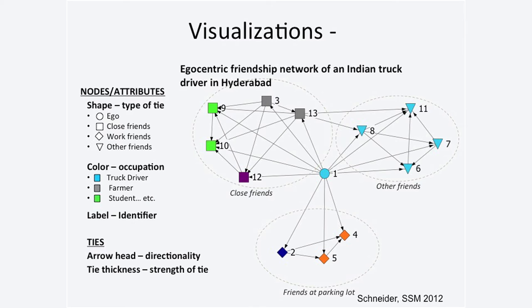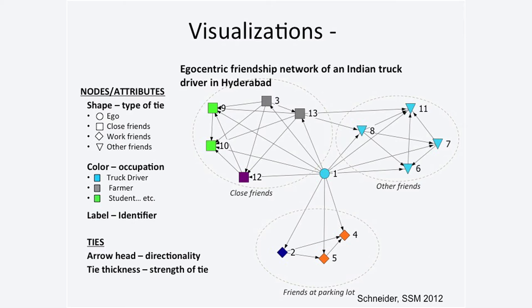And so here's a basic visual. And what you can see here, here's the truck driver in the middle. These are his native village. Okay, so these are the close friends in his village. These are other friends that he may have. And then these were friends at the parking lot when he would arrive there.